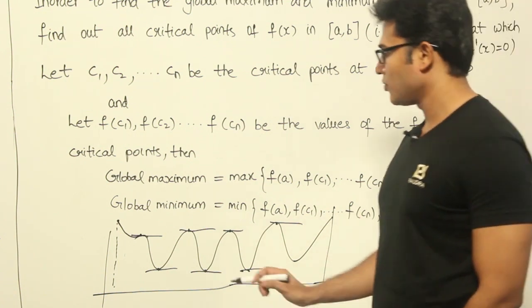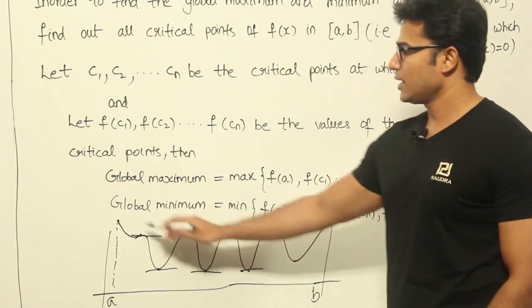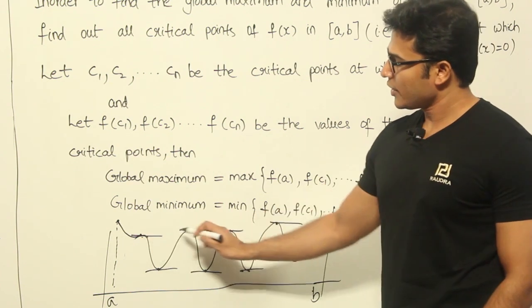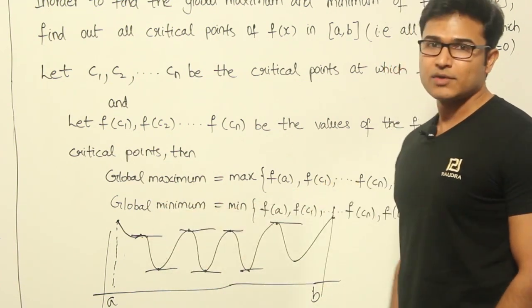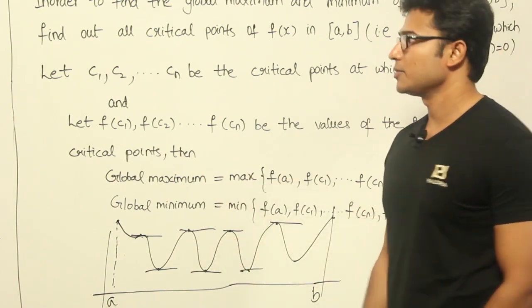If you are talking about the range a to b, then you find the value of f of x at a and b also, right? Along with these points you are supposed to find the value at all the other stationary points. Among all these points, whichever has the maximum is called the global maximum, and whichever is minimum is called the global minimum, right?